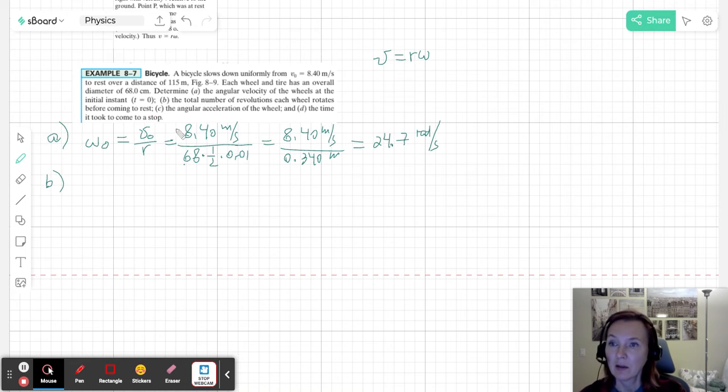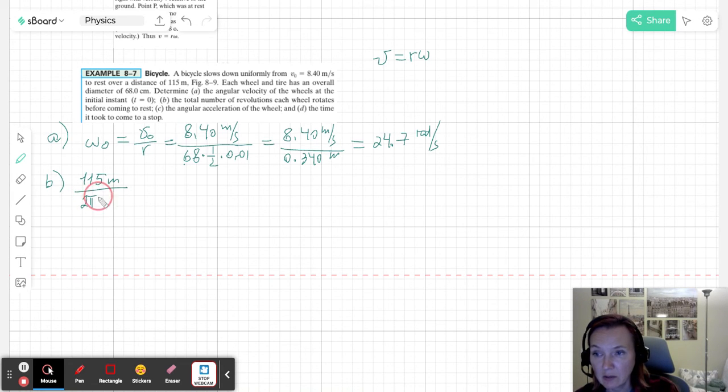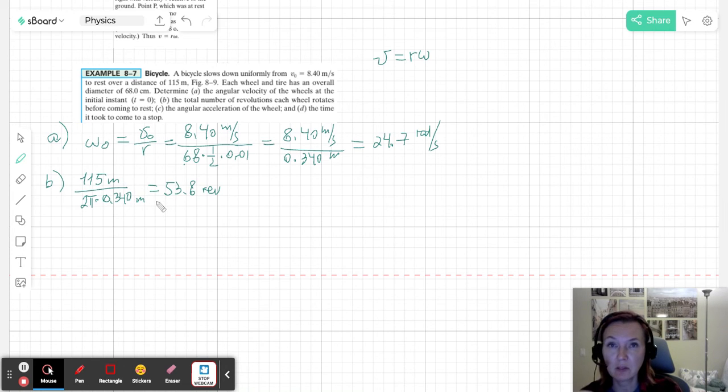Part A, done. Part B, the total number of revolutions. We know that the wheel rolls 115 meters. The full circumference is going to be 2 pi times the radius, which is 0.34 meters, and that is going to give us 53.8 revolutions. We cancel the meters, but we have to have that unit, so revolutions is kind of like a placeholder for the units.